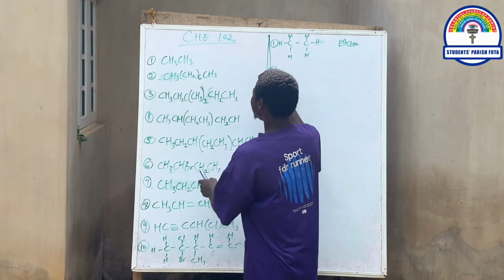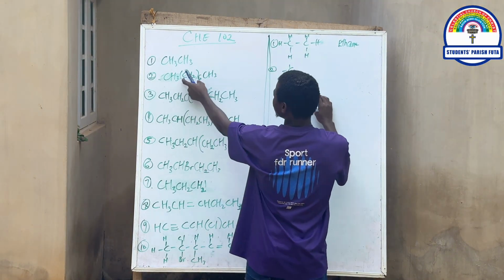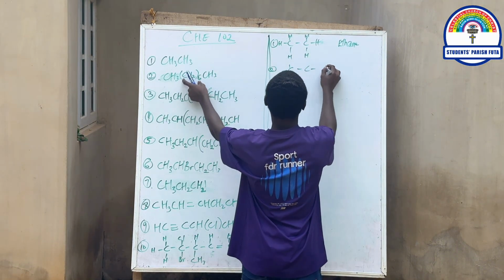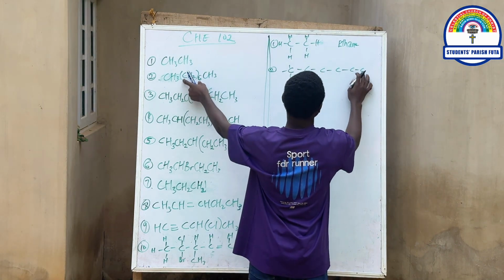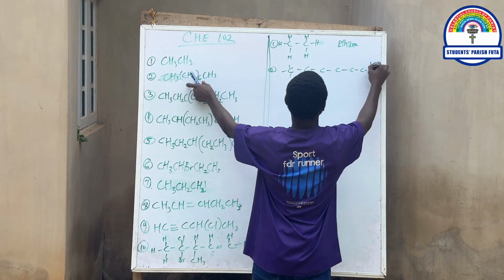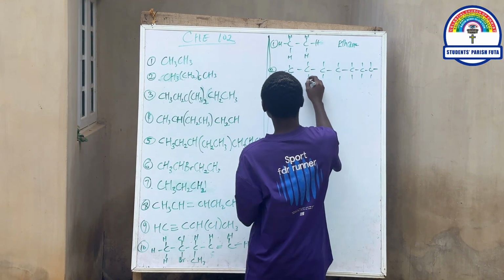Now moving on to this CH3. You have CH2 in 6 places. That is C in 6 places: 1, 2, 3, 4, 5, 6, then CH3. So this is CH2.